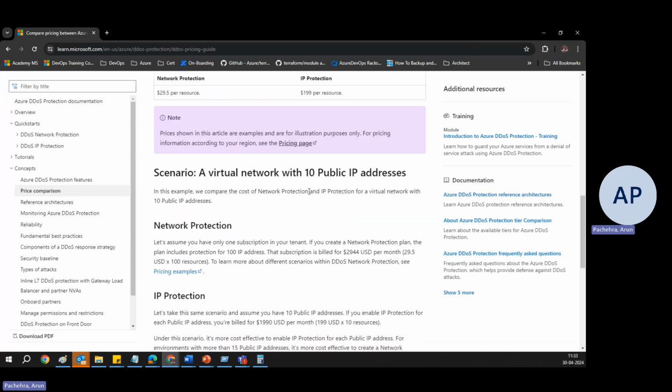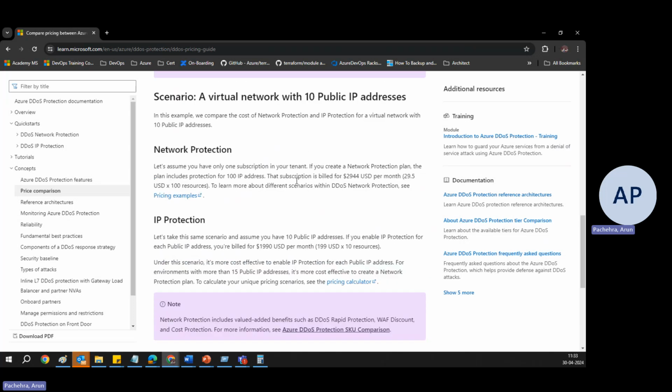So let me clarify this for you with this example. In this example, we compare the cost of network protection and IP protection for a virtual network with 10 public IP addresses. And let's assume you only have one subscription, your tenant, you create a network protection plan, and the plan includes protection of 100 IP addresses, as I've already mentioned. If you go with network protection, you get the protection of 100 public IP addresses. But in IP protection, you can choose. For example, for 10, you can protect those 10 only. But here you get the option to protect 100 public IP addresses.